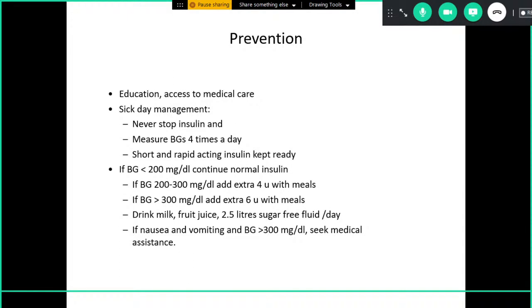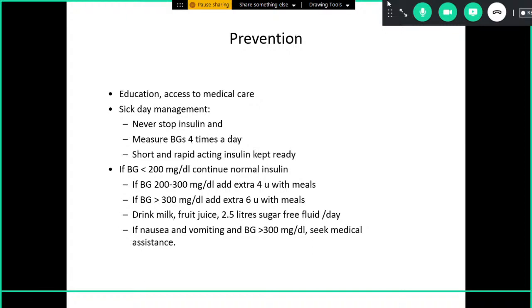And I think this is my last slide, that the biggest message you need to give the patient before they're discharged is how to prevent any future episode of decay. So they need to be educated about diabetes. They need to be taught what are called sick day guidelines. And the sick day guidelines are never stop insulin.